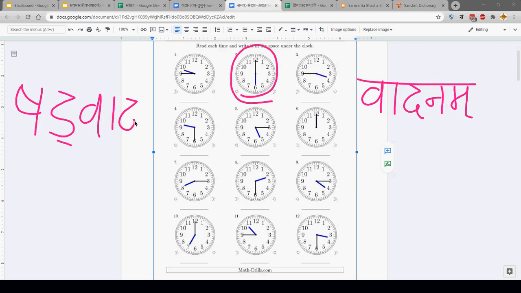So it changes to shad vadanam. Note that they are not two different words. It is a single word. Shadvadanam, single word. 6 o'clock. For that we say Shadvadanam. Similarly, if there is 10 o'clock, Dashavadanam. 1 o'clock, Ekavadanam. So from Ekavadanam, Dvivadanam.